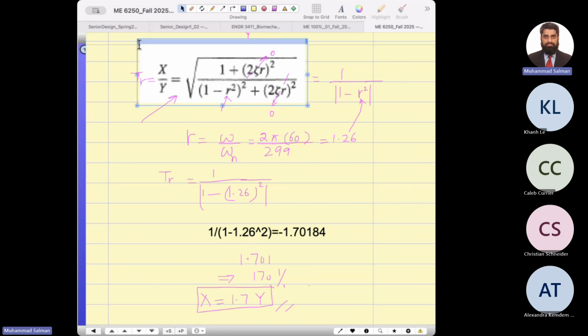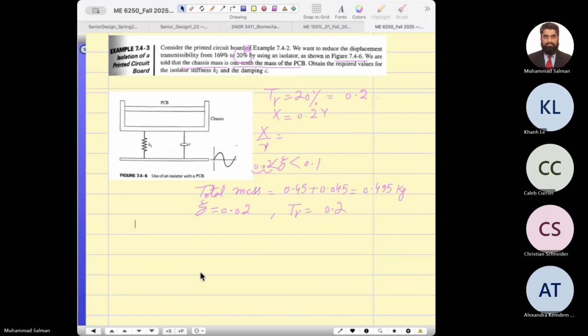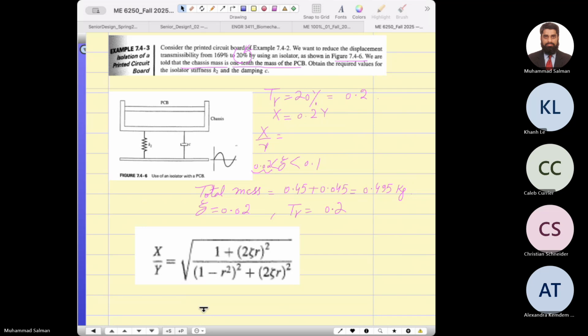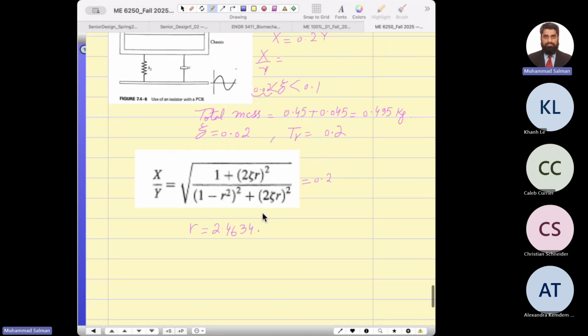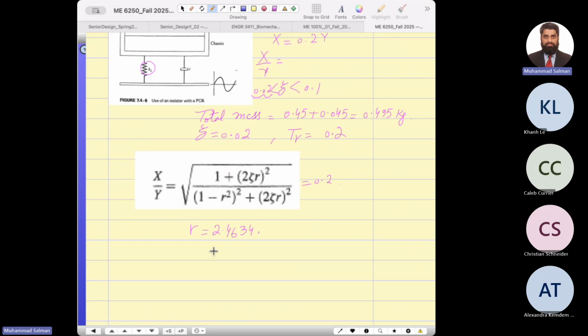So let me grab this equation here. That is equal to 0.2. If you plug in R from this equation, you should get R equals 2.4634. And that will give you the required value of the stiffness K2. Because remember this omega, which is now 377.